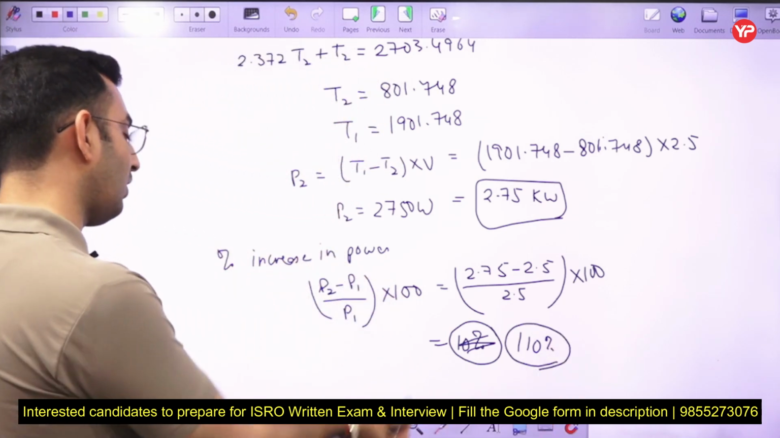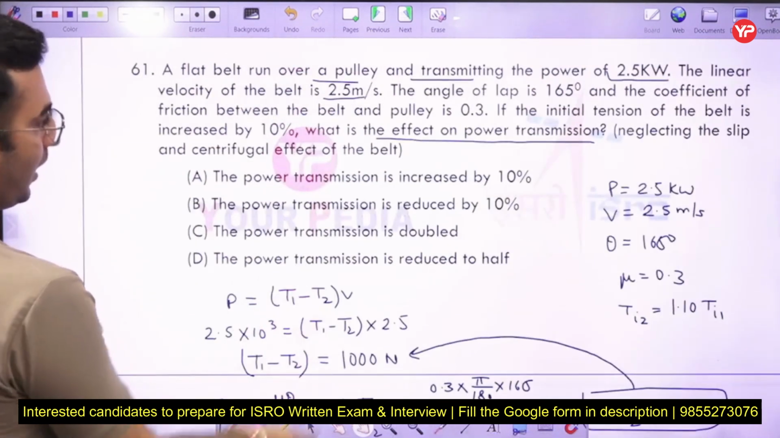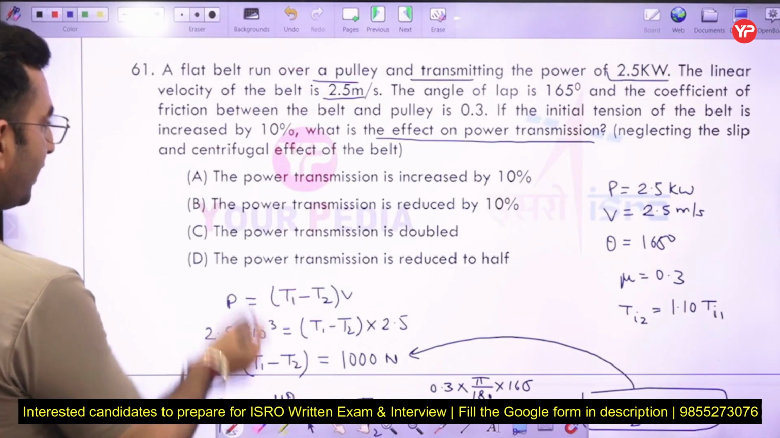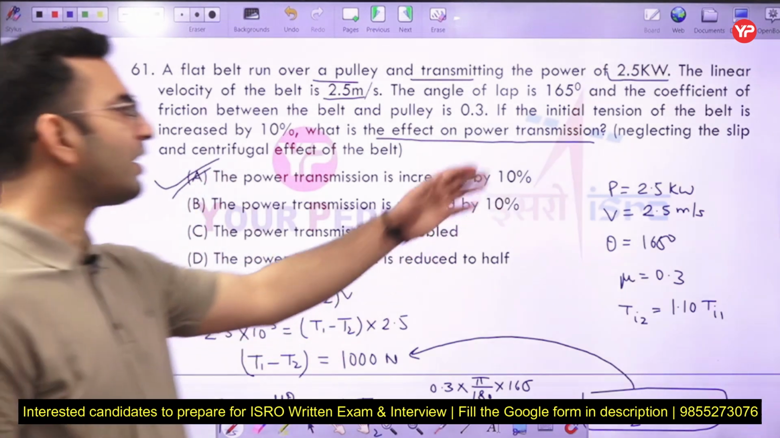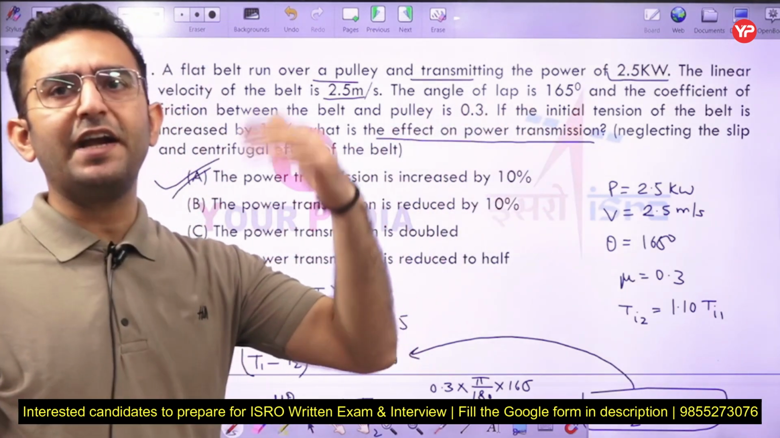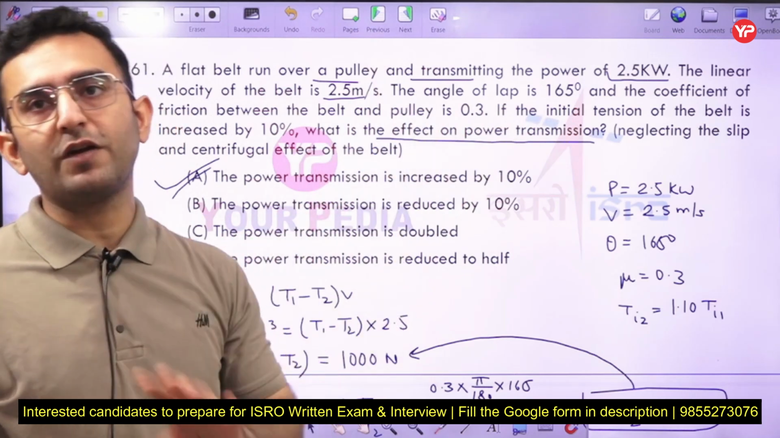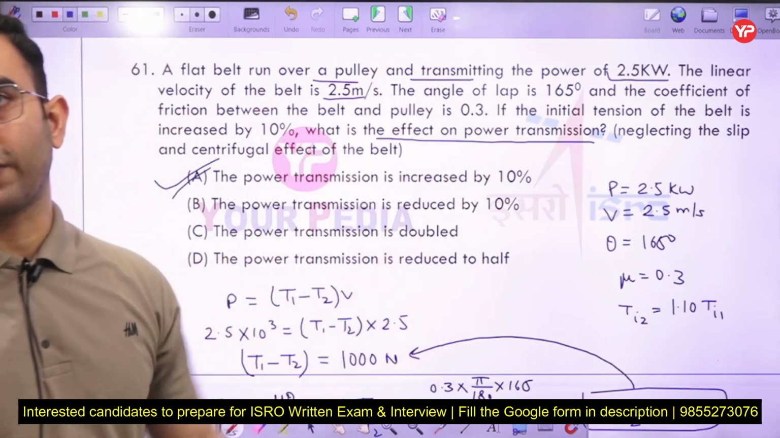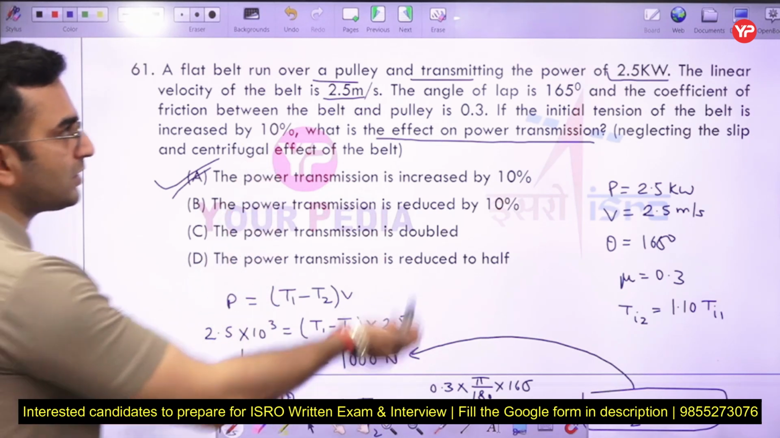Okay, so I can say in this case the power transmission is going to be increased by 10%. So let us suppose if you are increasing the initial tension of the belt by 8% or 15%, you are going to observe the same amount of power increment here. Okay, so you don't have to do this entire calculation if you know this, if you have done it 1 or 2 times.